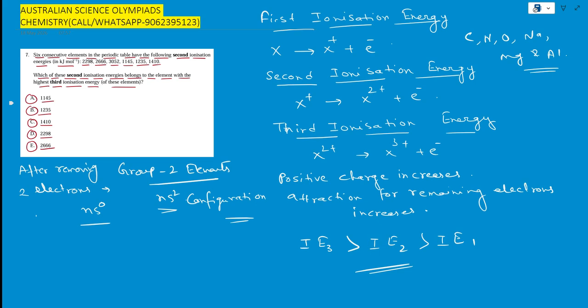Now the sequence after the last drop is 1145, 1235, and 1410. So this corresponds approximately to sodium, magnesium and aluminium. And magnesium has a second ionization energy in the lower region, so the closest here is basically 1235. So the final answer will be option B.